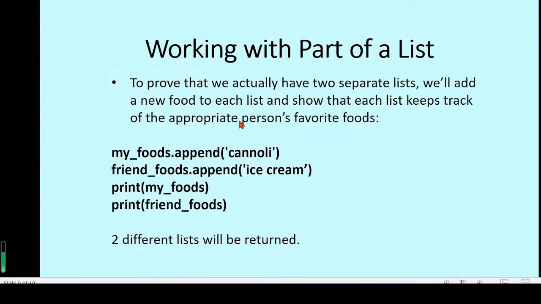To prove that we actually have two separate lists, we will add a new food to each list and show that each list keeps track of the appropriate person's favorite foods. So in the My Foods list, we append cannoli, and in the My Friends Foods list, we append ice cream. Then we print out the result.